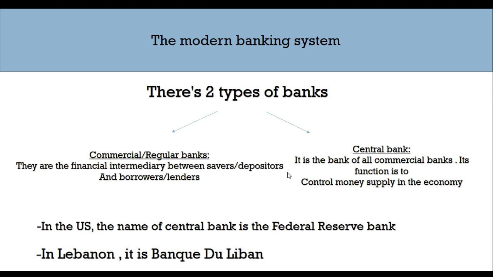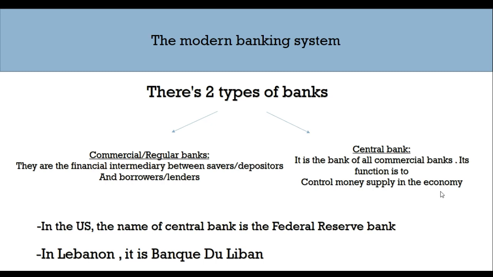Okay, and moving to the central bank, it is the bank of all commercial banks. Its function is to control the money supply in the economy. So the central bank is like responsible for all the commercial banks, and that's where the commercial banks put their reserves. They put reserves in the central bank, and the function of the central bank mainly is to control the money supply in the economy.